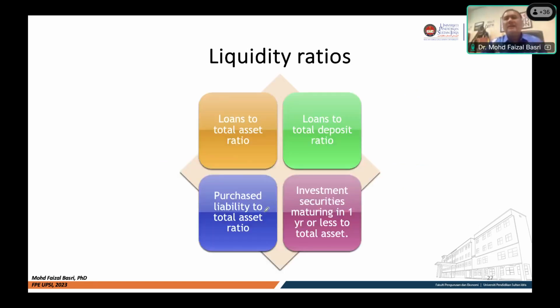So under liquidity, we have two ratios kat sini. Number one, loans to total assets ratio. And number two, loans to total deposit ratio. So we have two different types of ratios. So loans, okay, loans ni, maybe I have to take kat sini lah, from the bank's perspective.